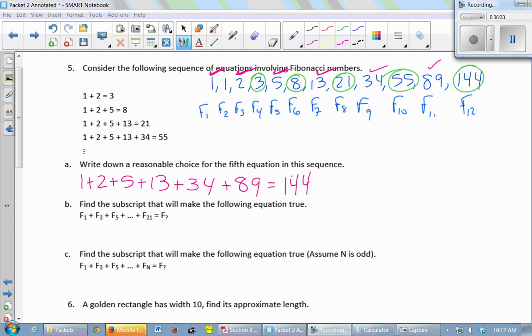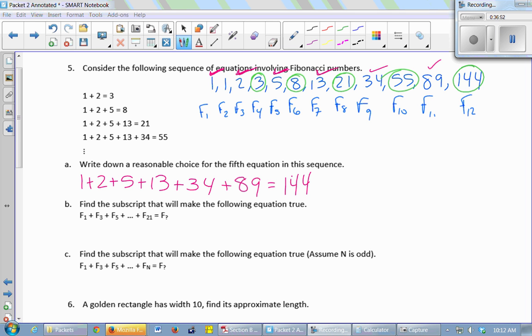Go ahead, April. Do you expect us to write down the reasons for just 144? No, because I asked you for an equation. 144 is just a number. It's not an equation. Yeah. So that is the fifth equation in the list of equations.